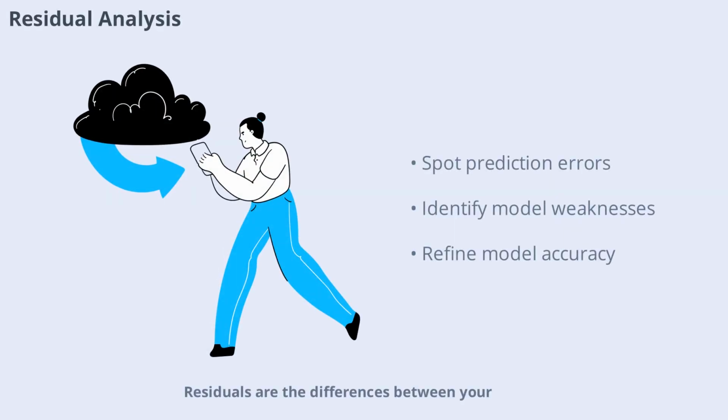Residuals are the differences between your model's predictions and the actual values. Analyzing residuals helps you spot patterns, outliers, or areas where the model isn't performing well. Good residual analysis is key to refining your model and improving its accuracy.